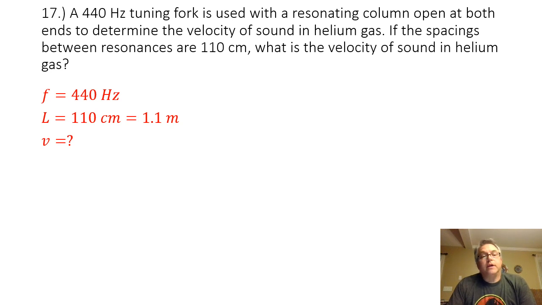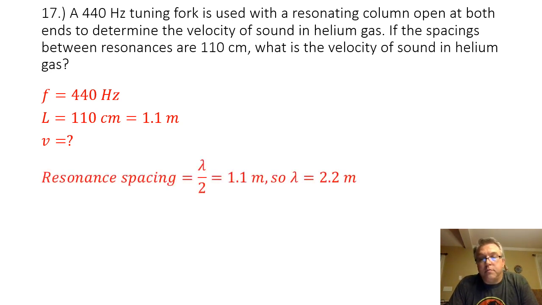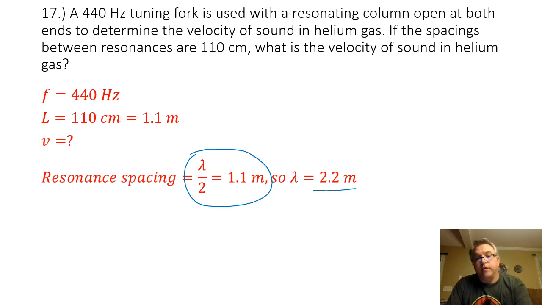So once again, because I know that the spacing between my resonant frequencies or my harmonic frequencies is going to be 1/2 of a wavelength, and I know that distance is 1.1 meters, that tells me that my wavelength is going to be equal to 2.2 meters. If 1/2 a wavelength equals 1.1 meters, if I multiply both sides of this equation by 2, that'll give me a wavelength of 2.2 meters.